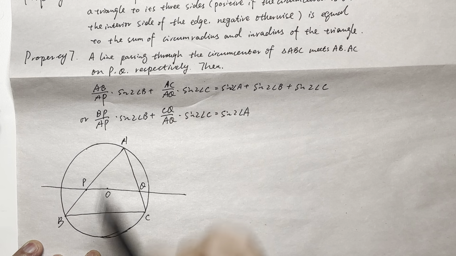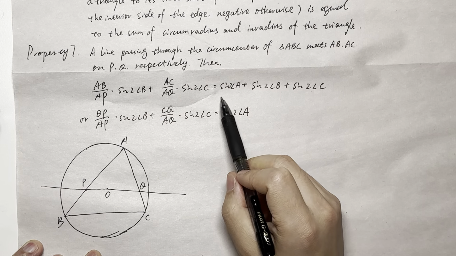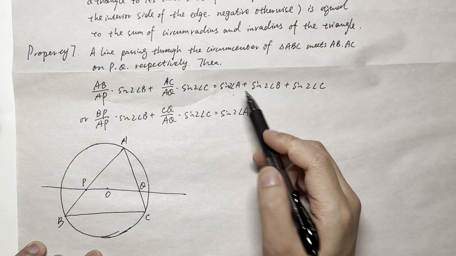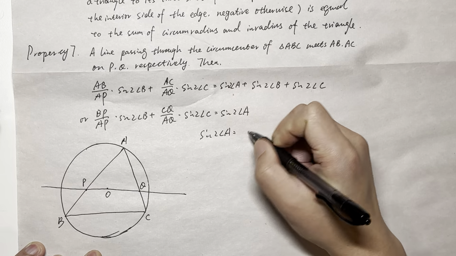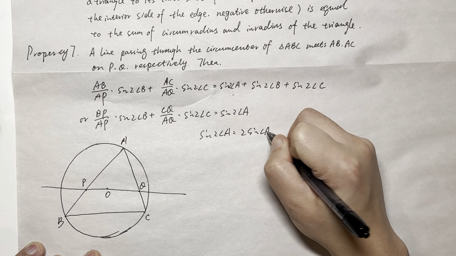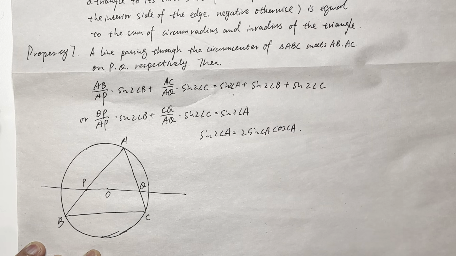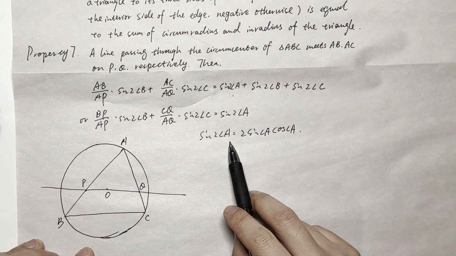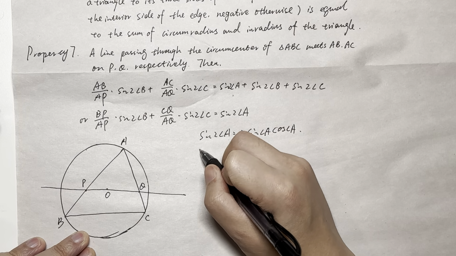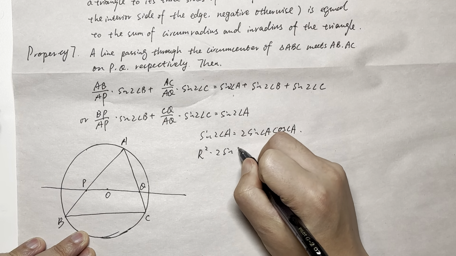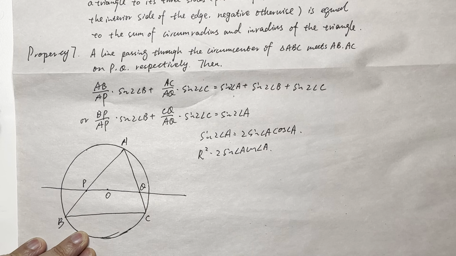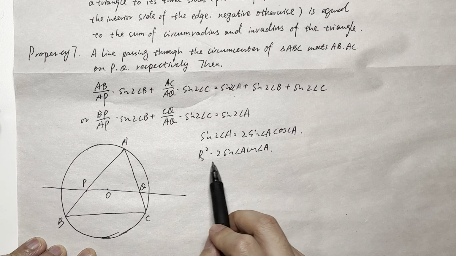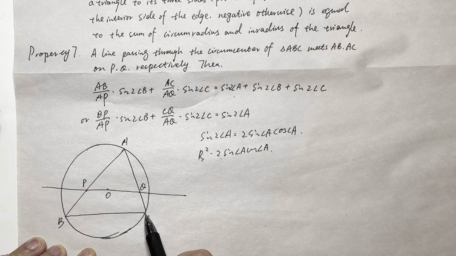Just look at the equation that we are looking for. We want to find sine 2A, which can be extended as twice sine A cosine A. Twice sine A times cosine A, that's sine 2A. And if we use R squared times 2 sine A cosine A, what can we get? R times 2 sine A, that is BC, right?